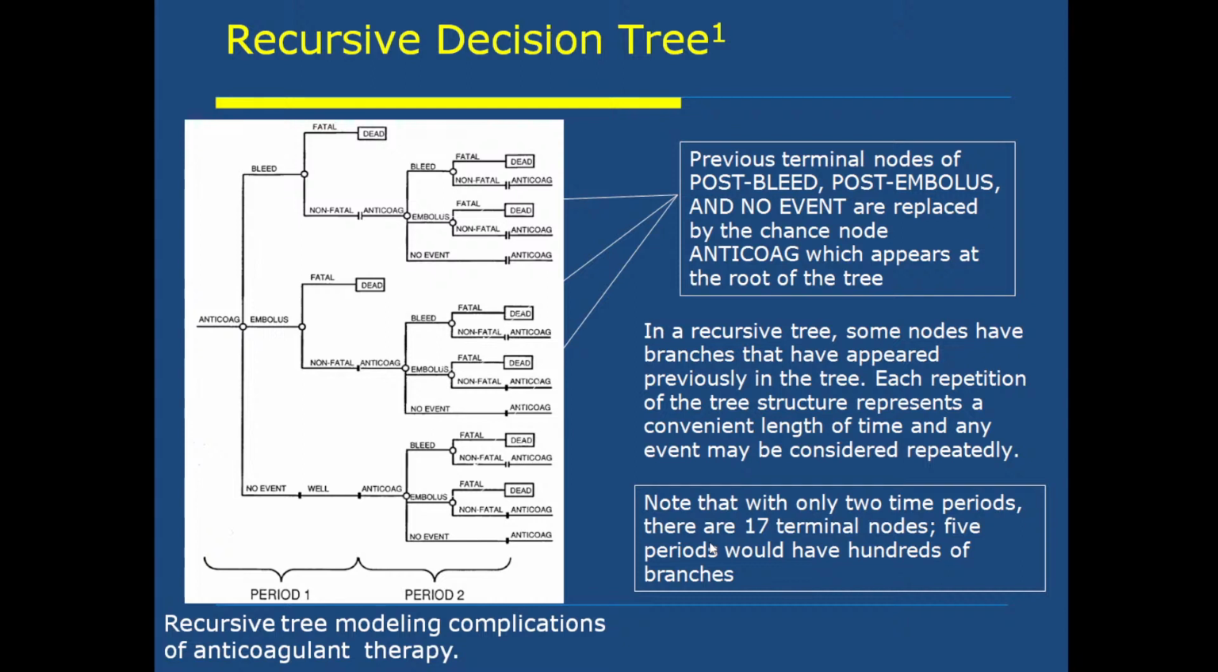In a recursive tree, some nodes have branches that have appeared previously in the tree. Each repetition of the tree structure represents a convenient length of time, and any event may be considered repeatedly. Note that with only 2 time periods, there are 70 terminal nodes. 5 periods would have hundreds of branches. So if we use a recursive decision tree, this model becomes very complicated.